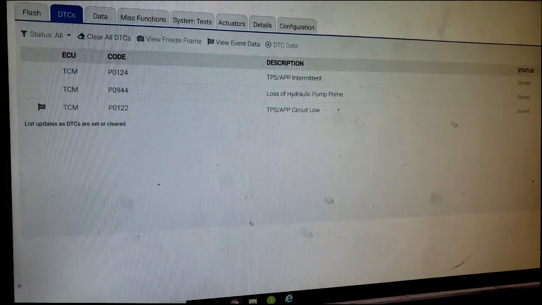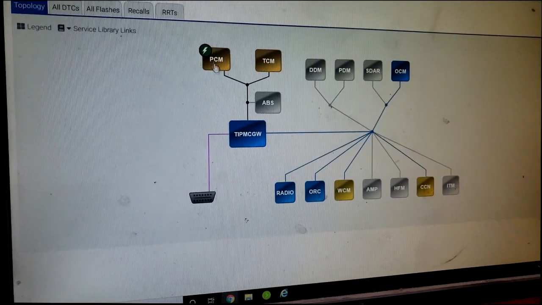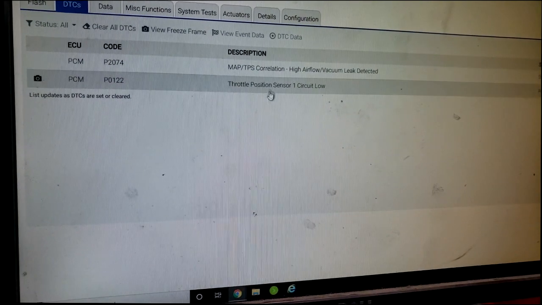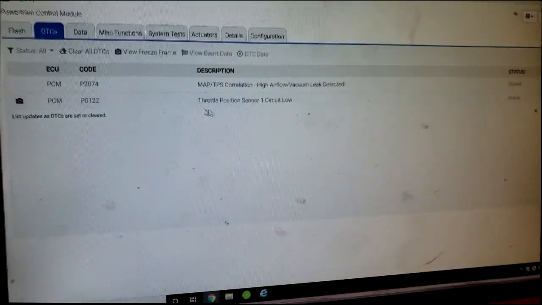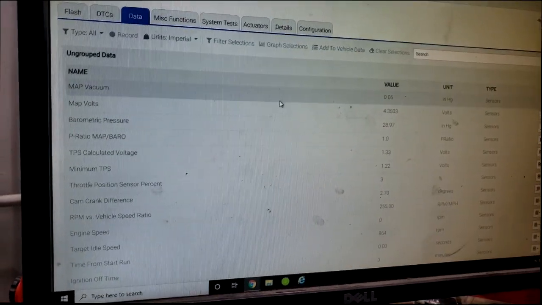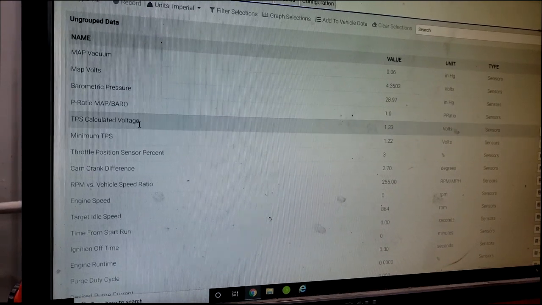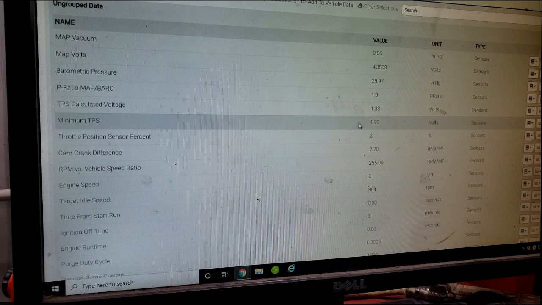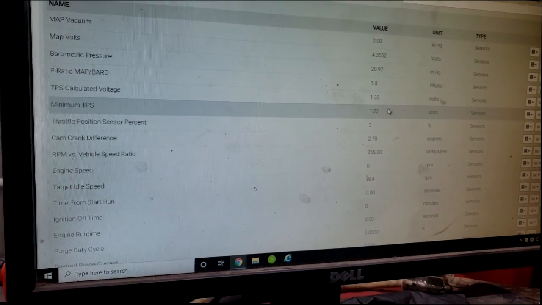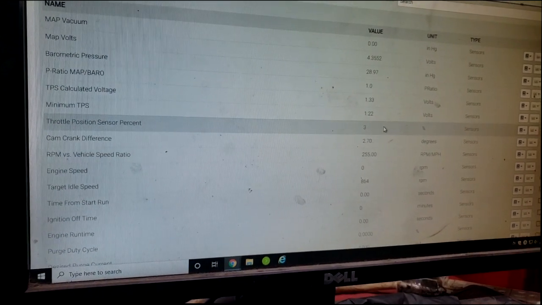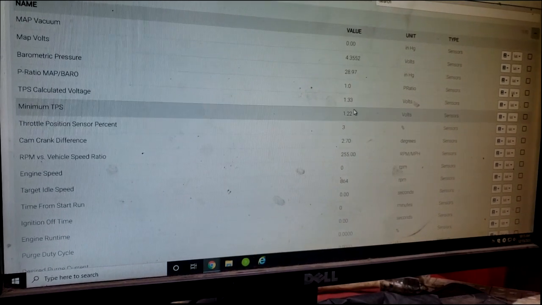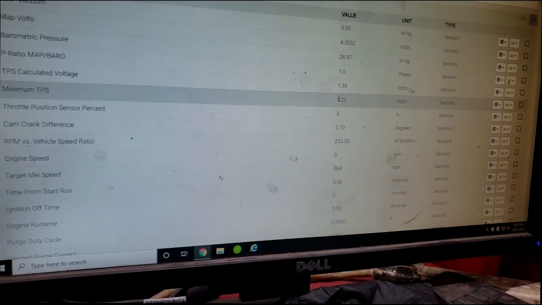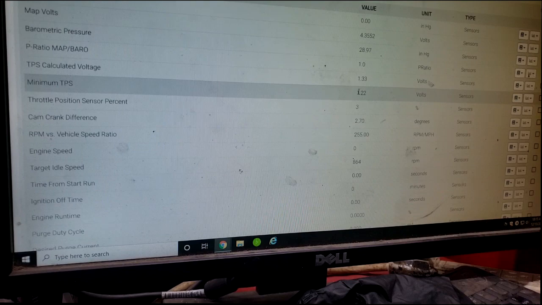a wiring problem. But for now, let's see where this is active, guys. Let's see where this TPS actually at. Let's go into data, and we want to look at the TPS calculated voltage: 1.3, minimum TPS 1.2, throttle position preset. So it's saying voltage low and it's active.